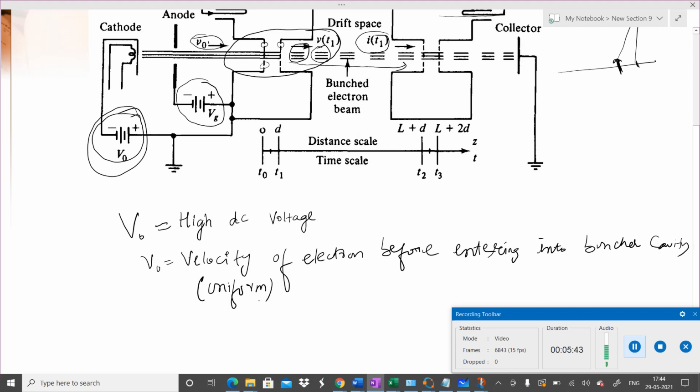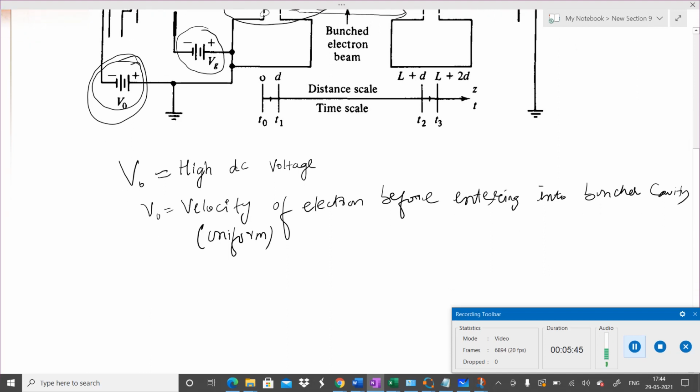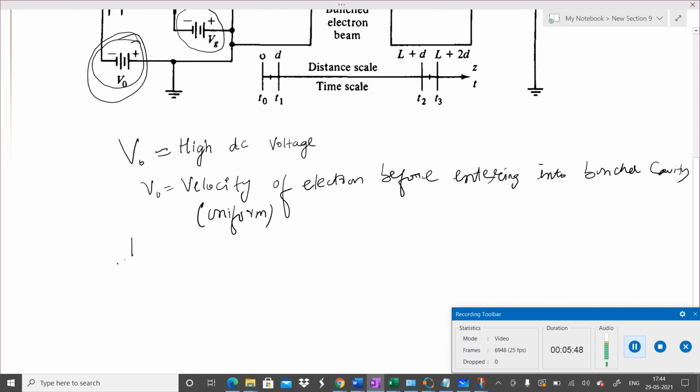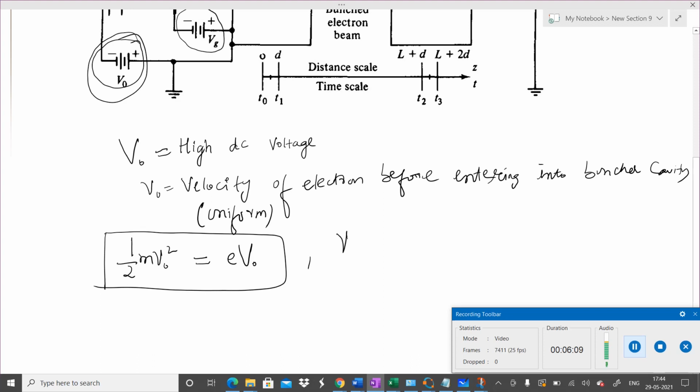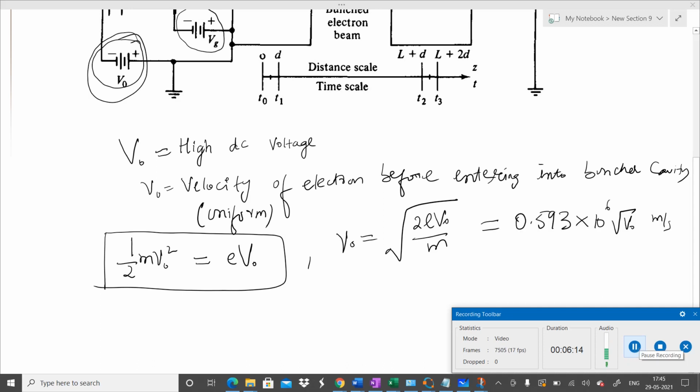Now the first thing is the kinetic energy gained by the electron when it moves with velocity v0, which is half m v0 squared. That will be equal to the potential energy which resulted because of the potential V0. So hence, by conservation of energy, we have half m v0 squared equals e V0, and hence we get the velocity as root of 2 e V0 by m, which can be written as 0.593 times 10^6 root V0, by putting in the values of the charge and mass of the electron, in meters per second.